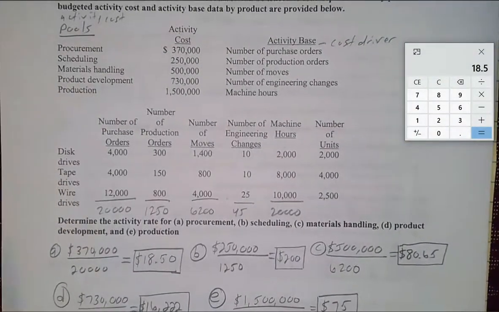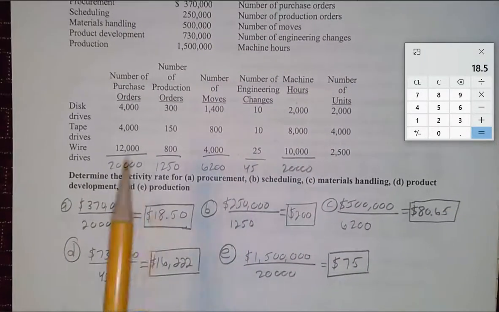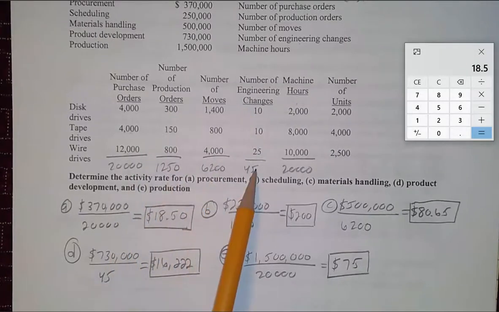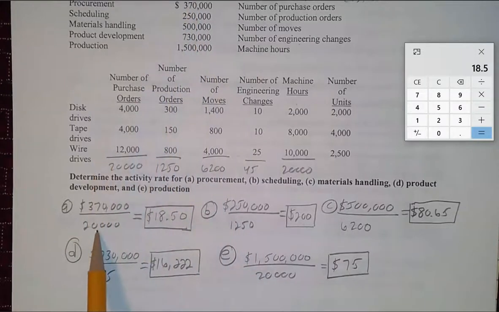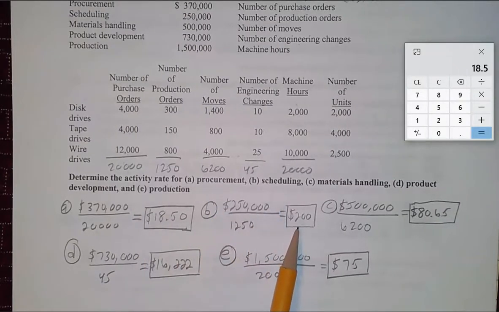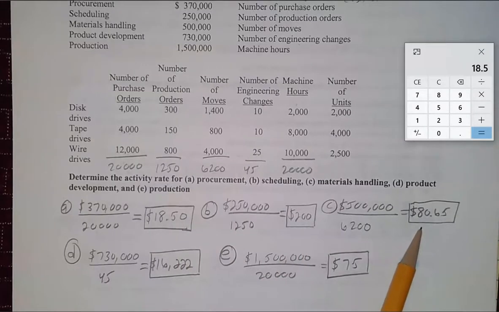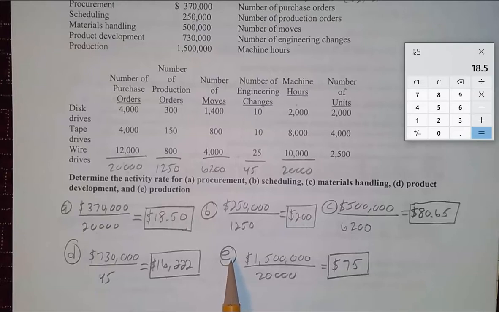See, I did the same thing here, activity cost pools. That's a cost driver. And then what we did was we added up each one of these. And then we took the activity cost, again, 370 over 20,000. That 20,000 is right here. 18.50. For B, that was scheduling. We came up with a rate of 200. 80.65 for C. 16,222 for D, and $75 for E. E was production based upon machine hours. Okay, so these are our rates.